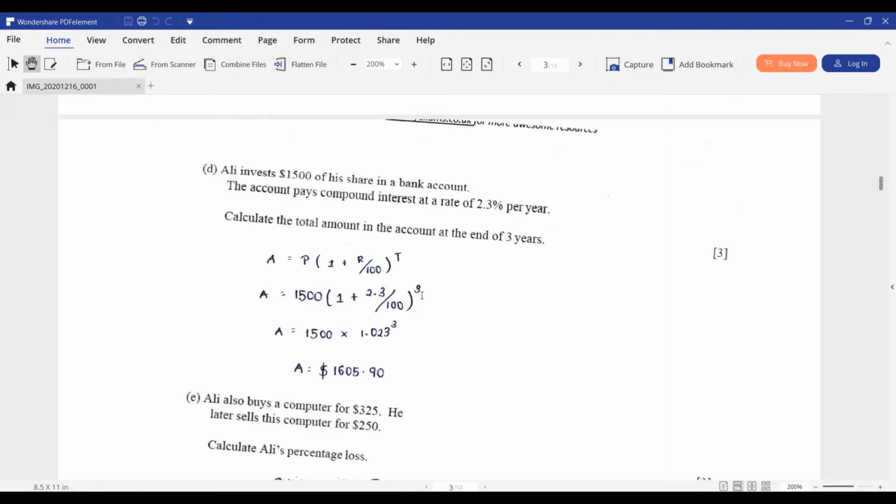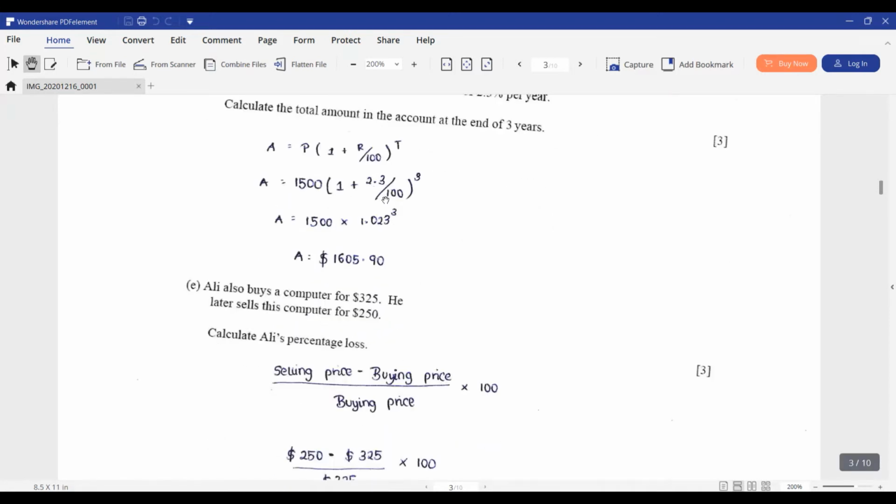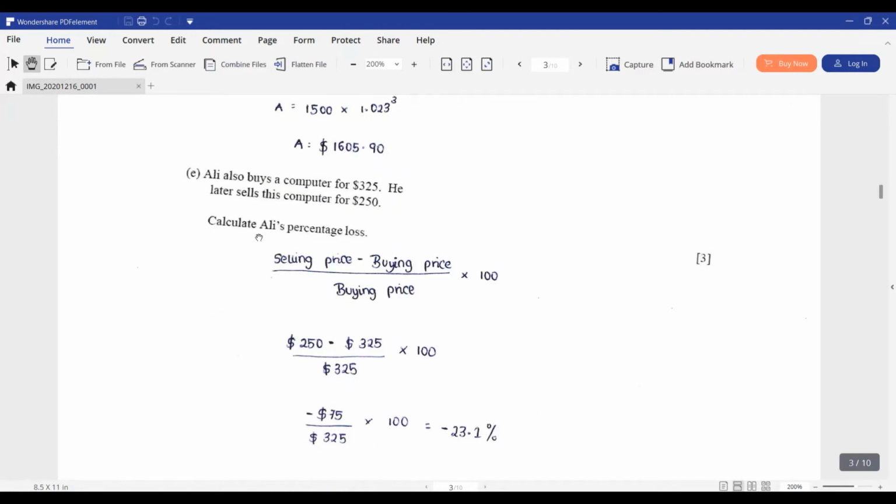The first thing we know is that we must solve what's in the bracket, according to BODMAS, brackets open. So 1 plus 2.3 over 100 is basically 1 plus 0.023. So we're going to add those together. You should get 1.023. Take that and cube it. So basically what's going to happen is 1,500 times 1.023 cubed. Put this in your calculator and you should get the amount is $1,605.9.